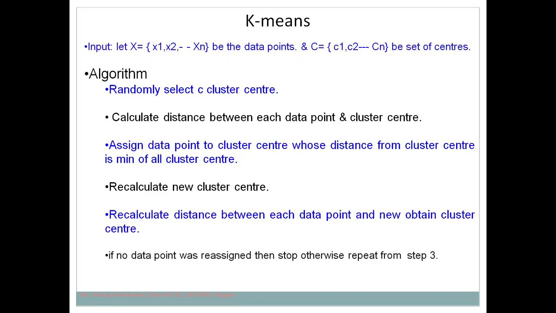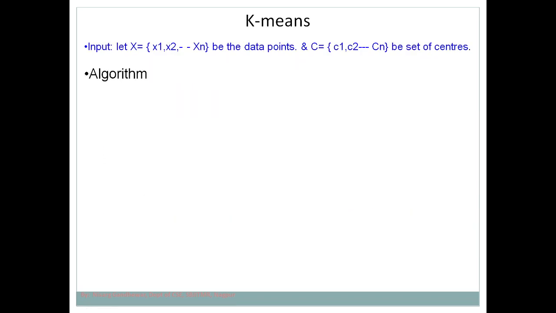Now we try to understand the algorithm, right? In this algorithm we have been given data points from x1 to xn and cluster centers from c1 to cn. So what is step 1? Step 1 is to randomly select the cluster centers. As we have seen in the example, we took two means, m1 and m2, and we took those values randomly. Initially we don't know what a cluster center is.